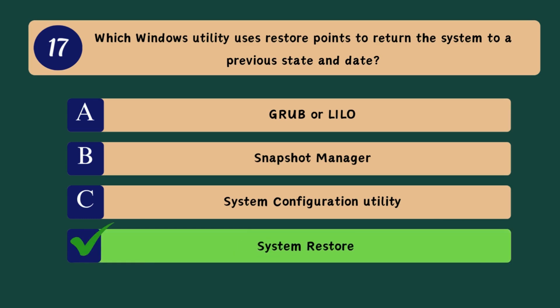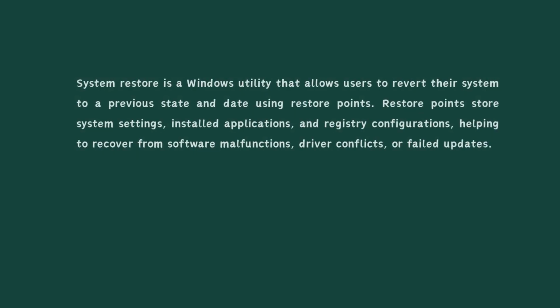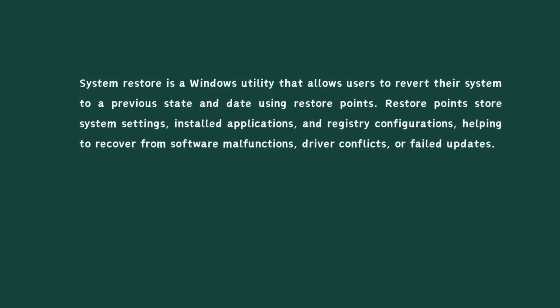Correct answer: D. System Restore. System Restore is a Windows utility that allows users to revert their system to a previous state and date using restore points. Restore points store system settings, installed applications, and registry configurations, helping to recover from software malfunctions, driver conflicts, or failed updates.